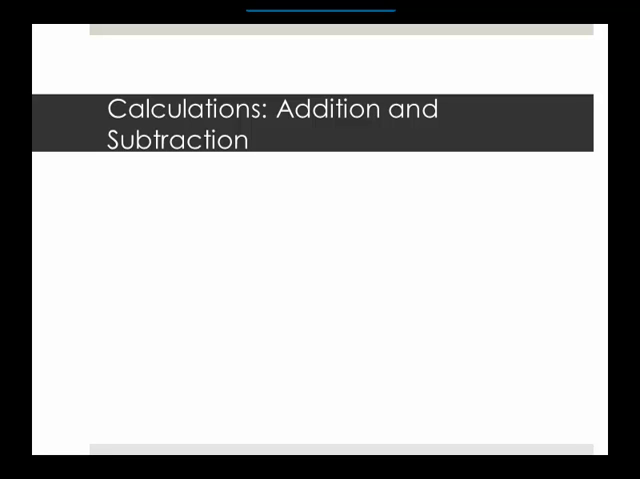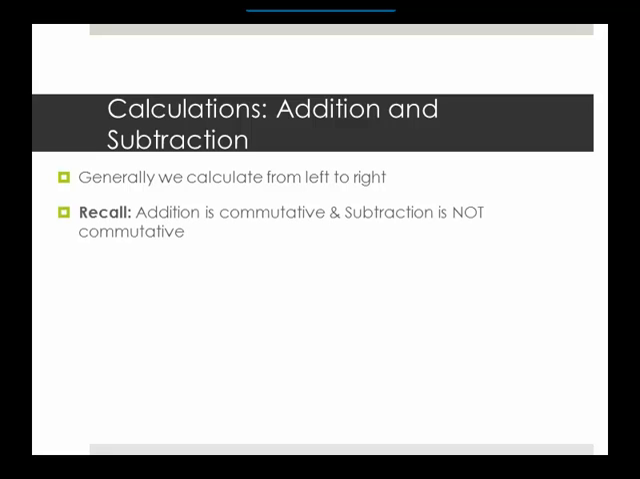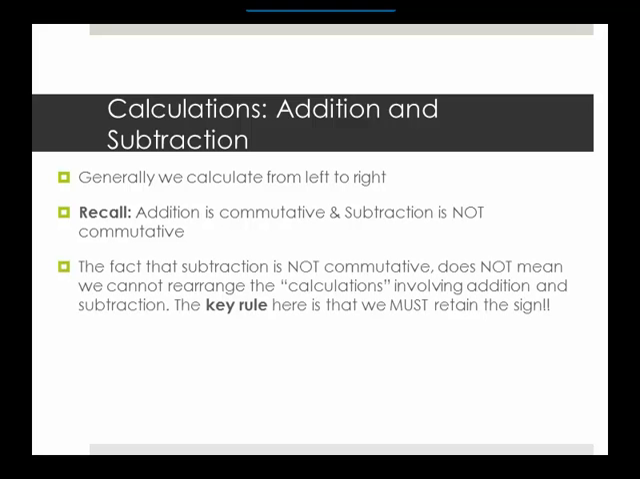Calculations involving addition and subtraction. In general, all calculations are done from left to right. Thus the sign, negative sign or minus sign, for example, is in front of the number. As we have just seen, subtraction is not commutative. However, this does not mean that we cannot rearrange the calculations that have both addition and subtraction. The rule we must keep in mind is that when we are rearranging the calculations, we must retain the sign in front of the number.